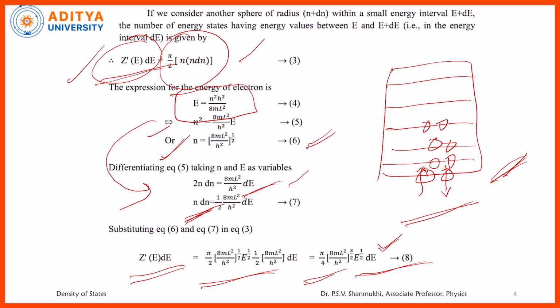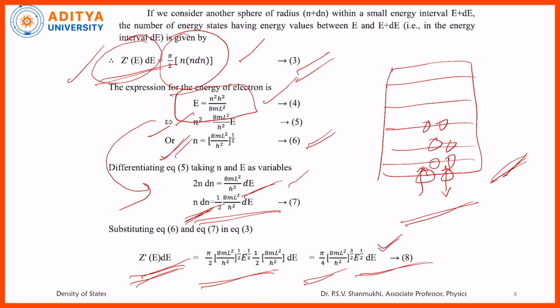Anyhow, first we are taking the number of available energy levels, and from the one-dimensional potential well problem, the quantized energy value E is equal to n square h square by 8ml square. We are getting n square and afterwards n, and differentiating that n square expression, we are getting n into dn. Substituting this n into dn and that n in equation number 3, above equation, we get Z of E dE or Z dash of E dE. We are getting like this. These are the number of available energy levels.